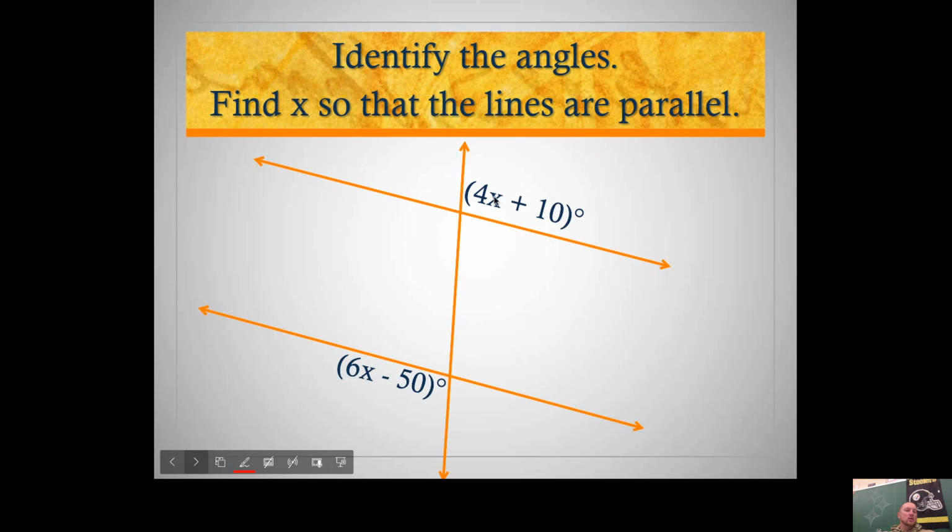We'll do one more. We want these lines to be parallel. We're going to identify the angle pair relationship. These are alternate exterior angles. If you want these lines to be parallel, then these alternate exterior angles need to be congruent. So 6x minus 50, whatever that is, needs to equal 4x plus 10.